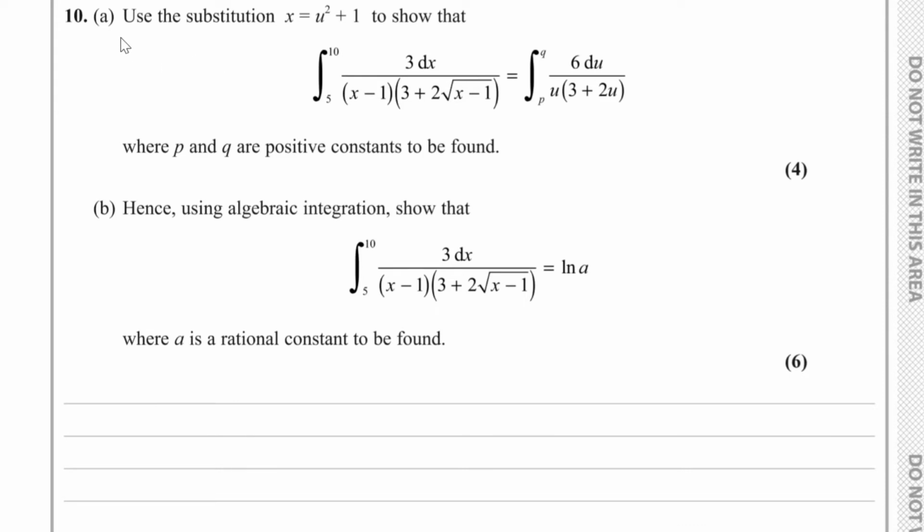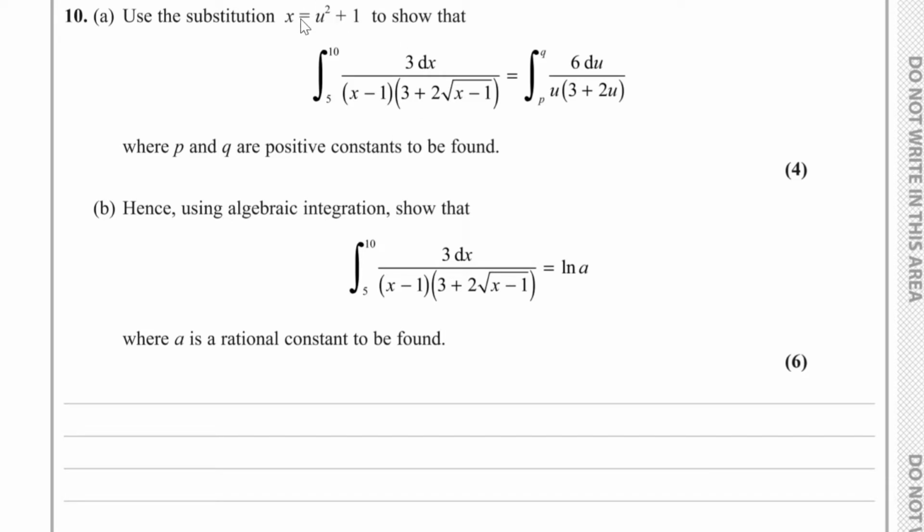Question number 10. For part A, we have to use a substitution x equals u squared plus 1 to show that the integral from 5 to 10 with respect to x of 3 over x minus 1 lots of 3 plus 2 lots of the square root of x minus 1 is equal to the integral from p to q with respect to u of 6 over u lots of 3 plus 2u, where p and q are positive constants to be found.